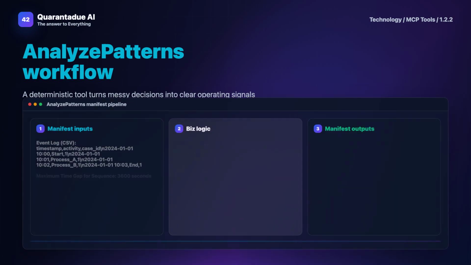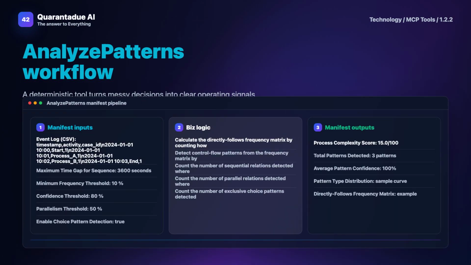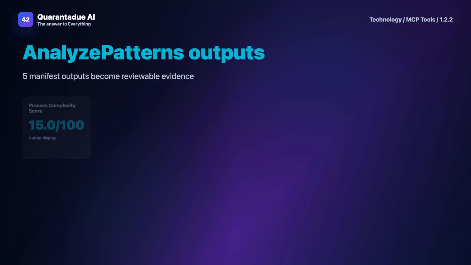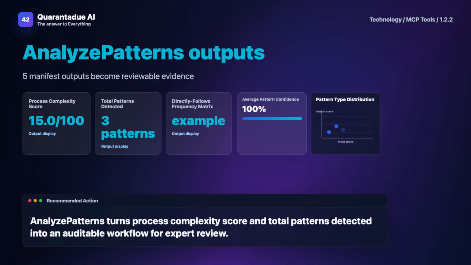Count the number of sequential relations detected where one activity consistently follows another. Count the number of parallel relations detected where two activities frequently occur in either order within the time window. And count the number of exclusive choice patterns detected where activities occur as alternatives within the same case. This keeps the process deterministic, reviewable, and aligned with how technology teams actually make decisions.